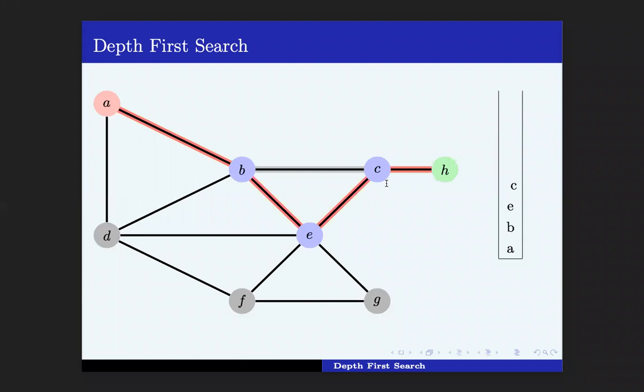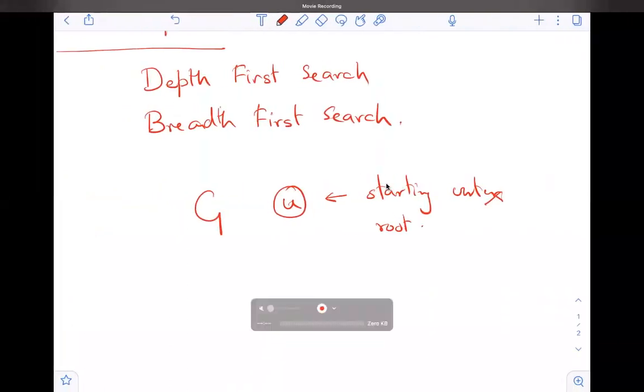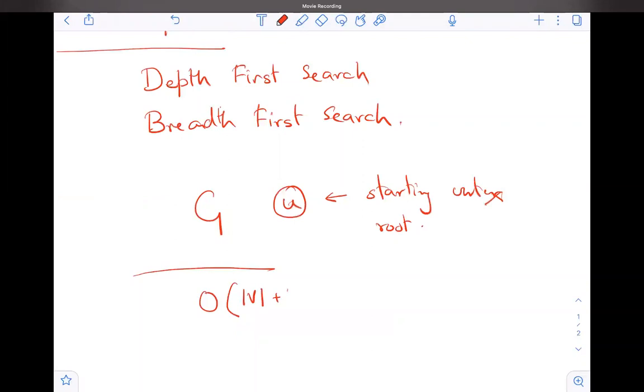Sir, then DFS is big O of n? It will be order of V plus E, where E is the number of edges.